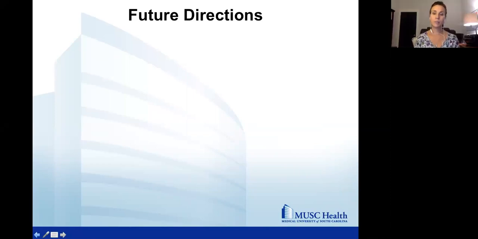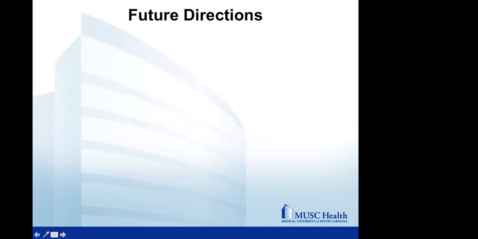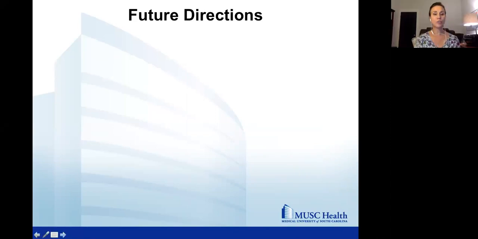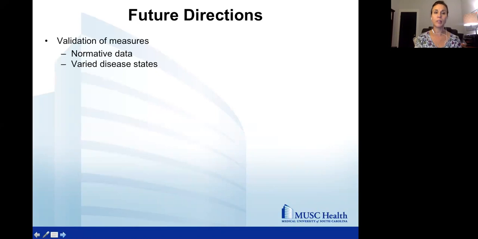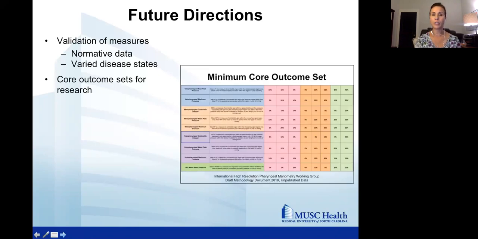That's an excellent point. Ashley, do you have a few last slides there to share with us? Yes, I do. So let's just talk about some future directions, just to see where we can go from here. First of all, we need a validation of our measures, and I think that answers, kind of a redress to that question that somebody had. We need to know what's normative data and also to look at the varied disease states, which a lot of people are starting to do.